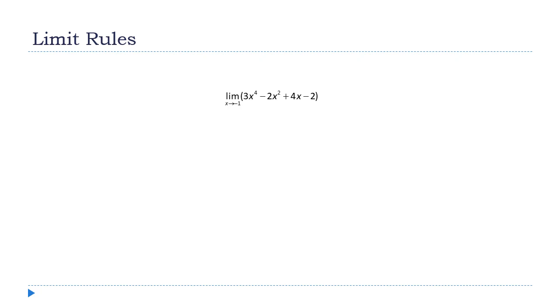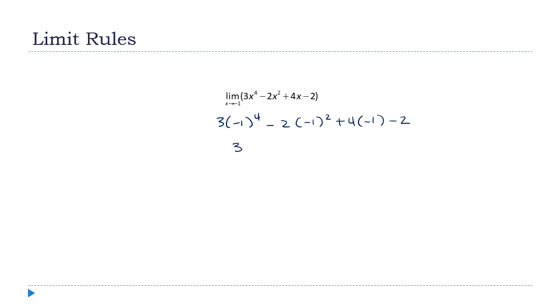Now, this first one is straight substitution, because I just want us to remember what our starting point is. The limit of a polynomial as x approaches a number is just the polynomial evaluated at that number. So this will be 3 times negative 1 to the fourth minus 2 times negative 1 squared plus 4 times negative 1 minus 2. Let's straighten out all these exponents.